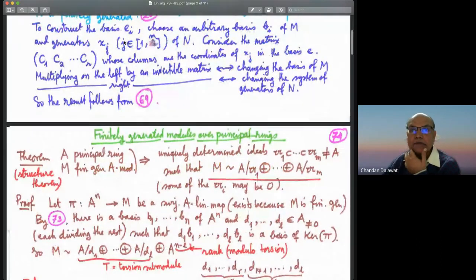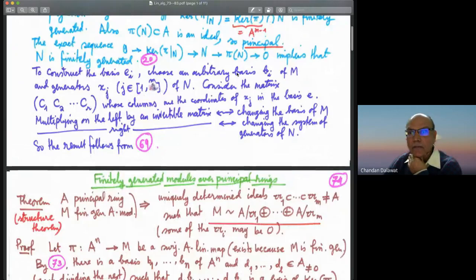Now, we have to construct this basis of M. So first we choose an arbitrary basis Bi of N. And we cannot choose a basis for N, of course, because we don't yet know that N is free. But we can certainly choose a finite system of generators for N.